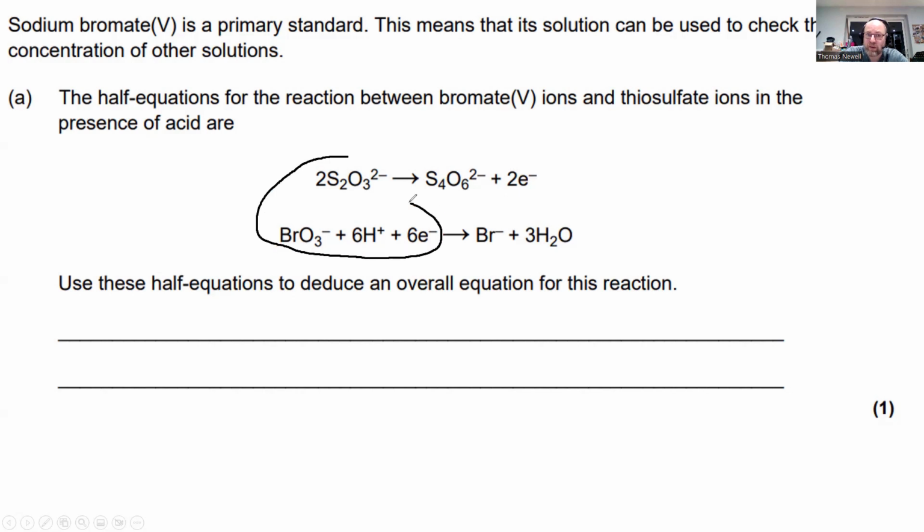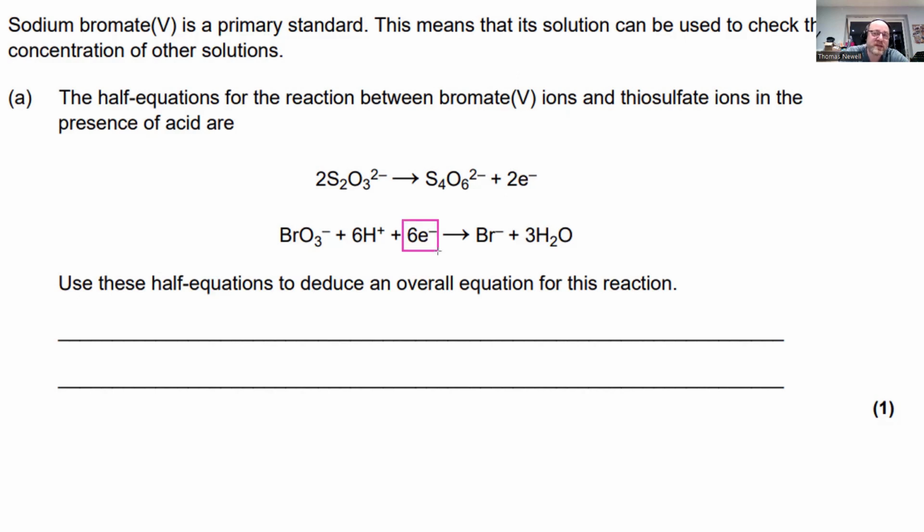All I've got to do is use these half equations to make the overall equation. I've got to circle the reactants and write them down. Let's do that now. In fact, before I write them down, we can do this 2 ways. We could write them down and then balance it after, or we can balance it first with the half equations. So let's balance it now beforehand.